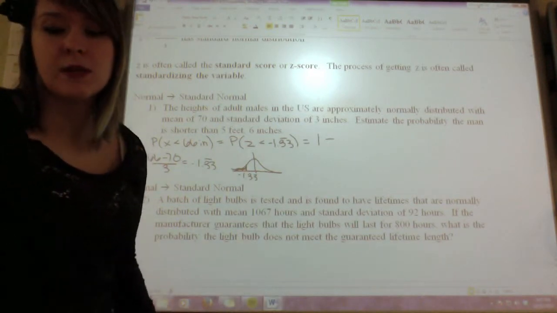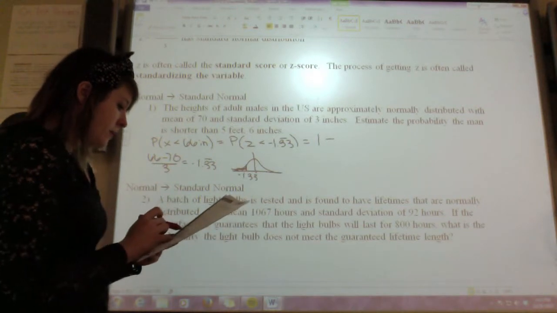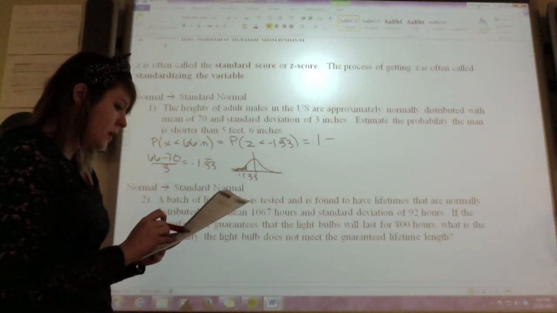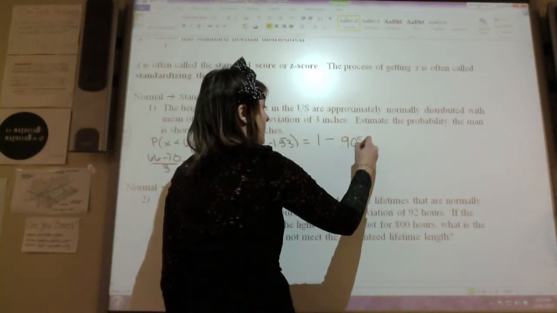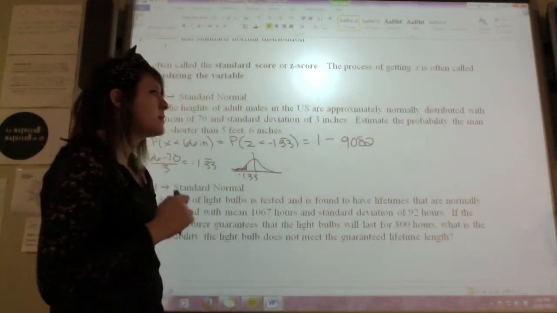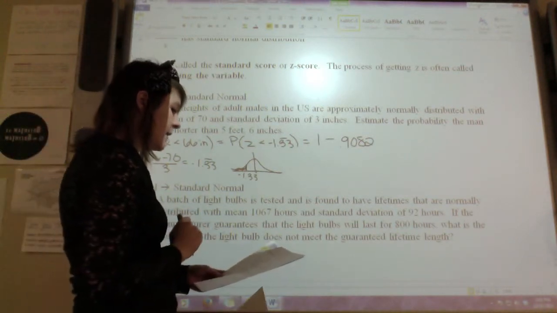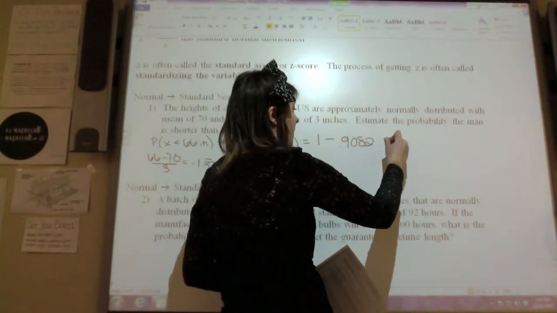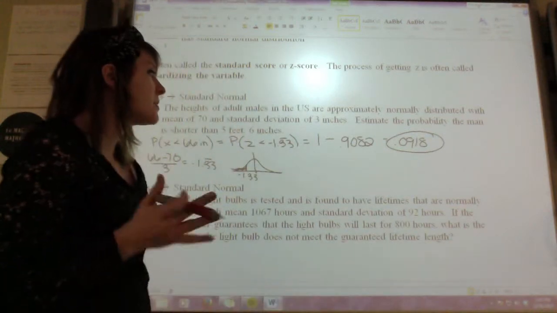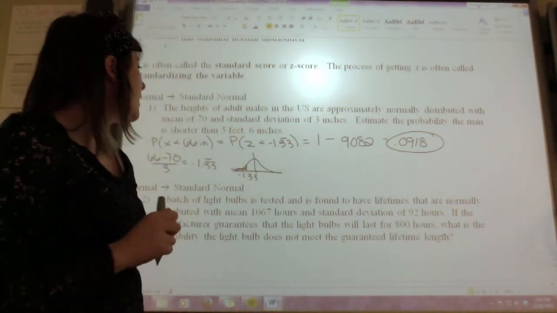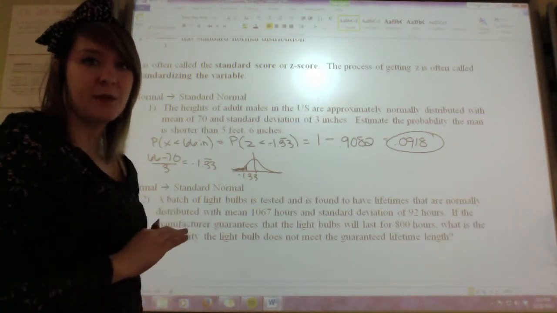So looking at my standard normal distribution table, I'm going to look up 1.33, and I get 0.9082. So I've got 1 minus 0.9082. Okay, and that gives me 0.0918. So approximately 9% of people are going to be shorter than 5 foot 6 if you're male, according to this problem.